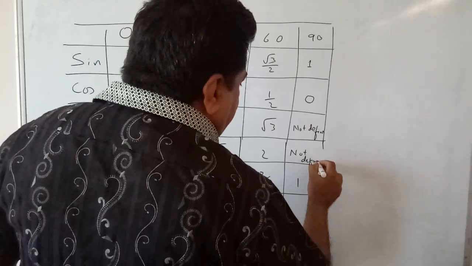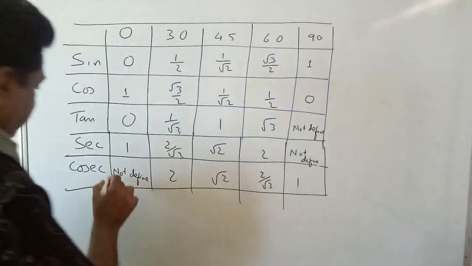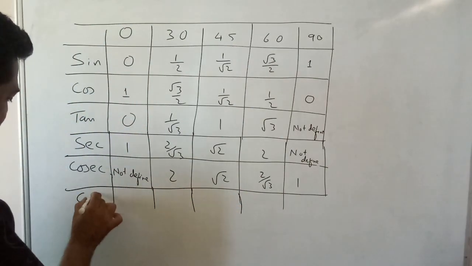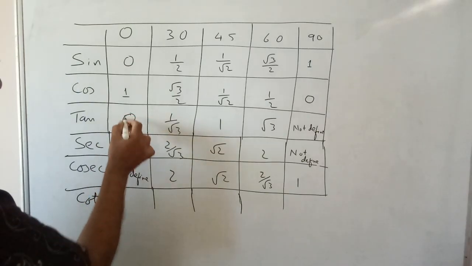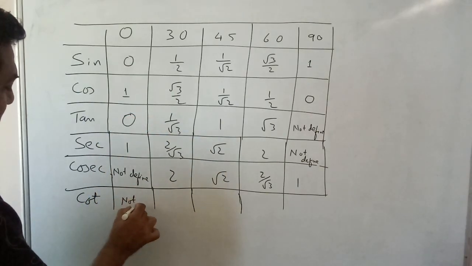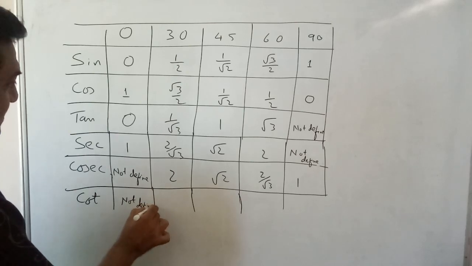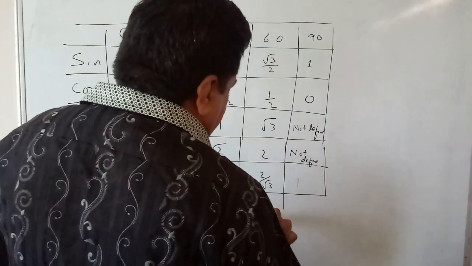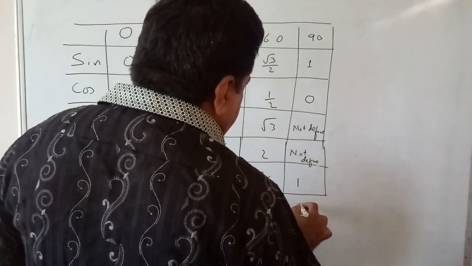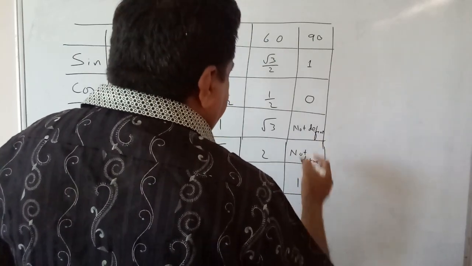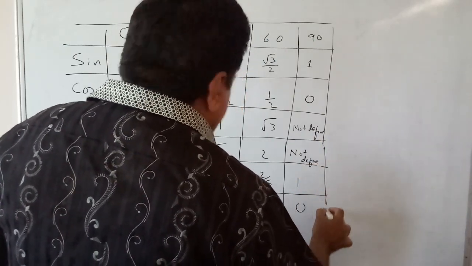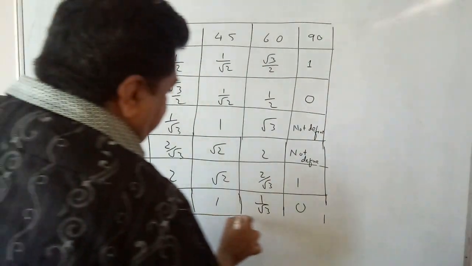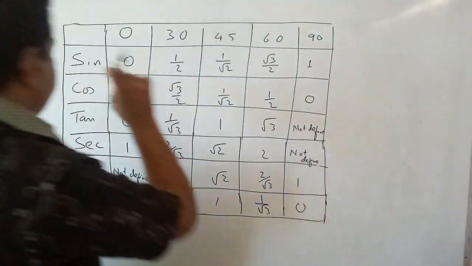From this I want to teach you some other thing. Then comes cot. Inverse of 0 is not possible, so not defined, then root 3, then 1 upon root 3, and then 0. This is what we have learned last time, and from this see this.